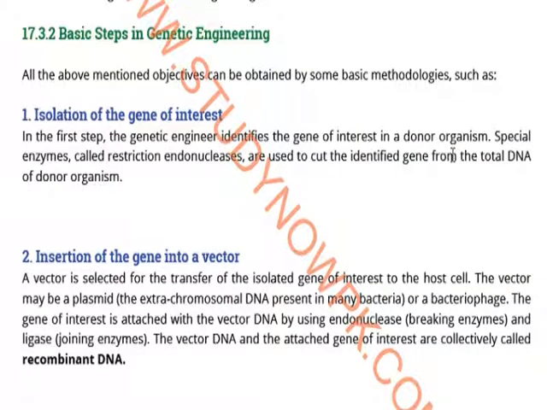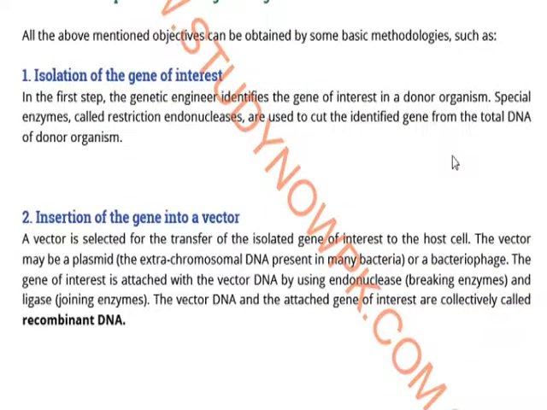In the first step, the genetic engineer identifies the gene of interest. So whatever we need from the donor, that gene is identified. The donor organism is going to be studied and then we identify the gene of interest. Okay, special enzymes, which we already know, restriction endonucleases, are used to cut the identified gene. So please remember, in the first step, restriction endonucleases are used. The name is mentioned in the first step for cutting the gene of interest from the donor.